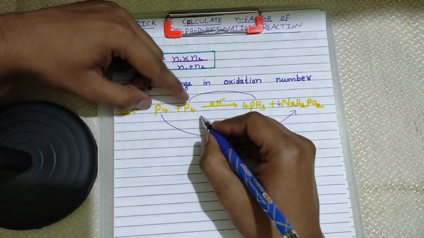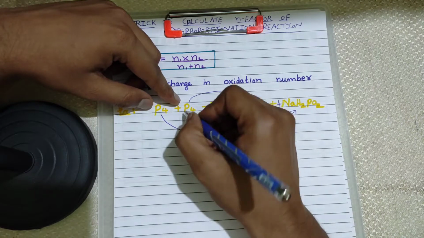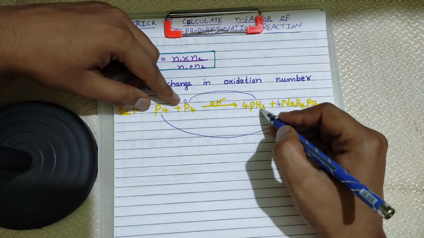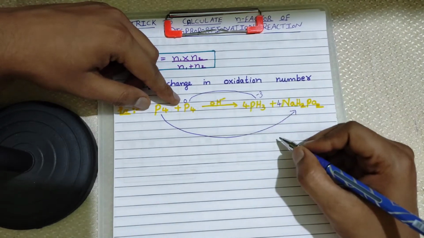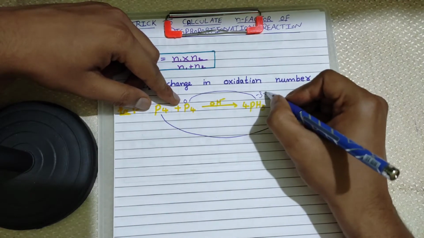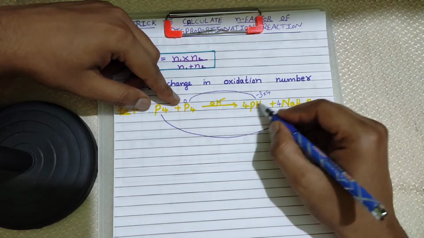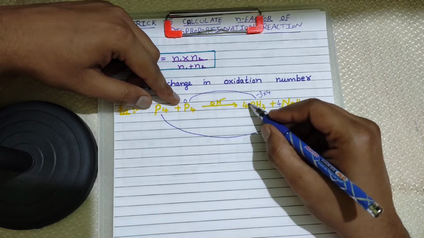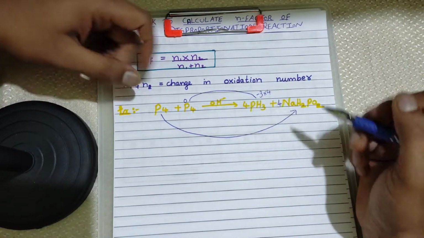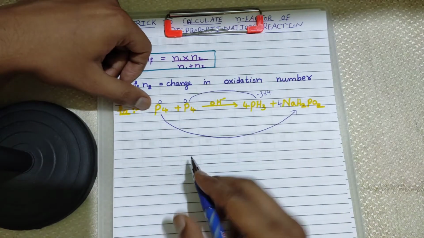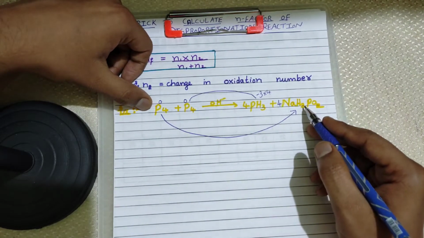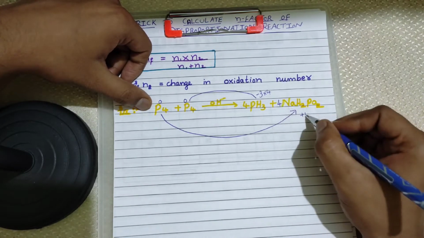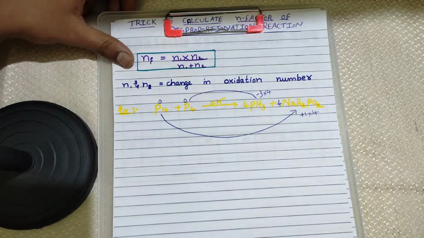Now see the oxidation number. The oxidation number of phosphorus here is 0, but in PH3 the oxidation number is -3. How many phosphorus atoms do we have? 4, so multiply by 4. Similarly, here the oxidation number is 0, but here it changes to +1. How many atoms do we have? 4, therefore multiply by 4.